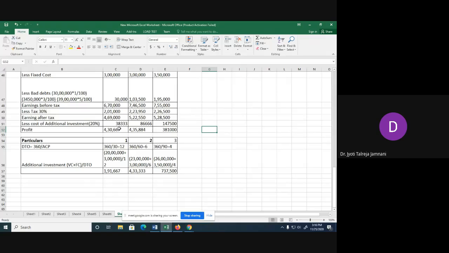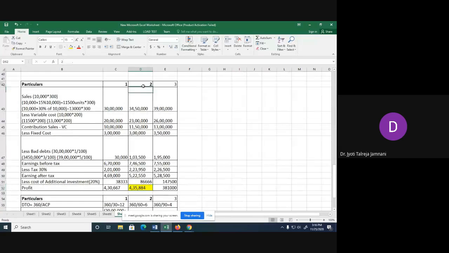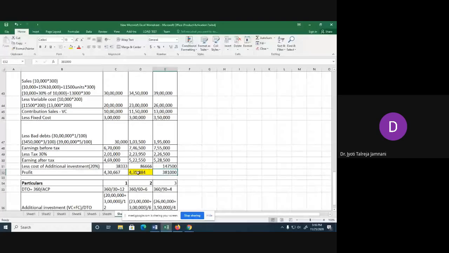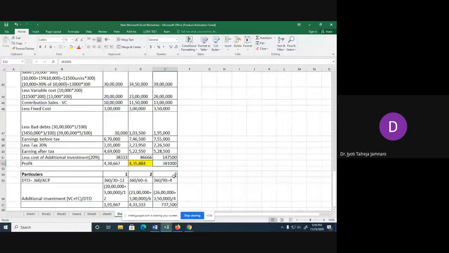So which option has the highest profit out of the three? 4,35,884. That is the second option. That means the company should go for 2 months credit, because for 3 months credit, the profit is lesser than for 1 and 2 months. So it should not go for 3 month credit, it should go for 2 months credit.